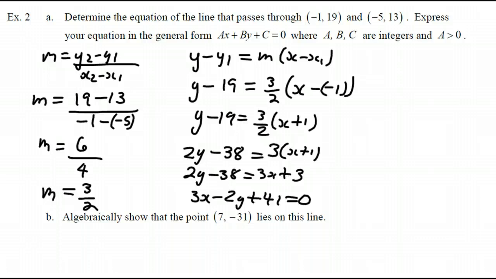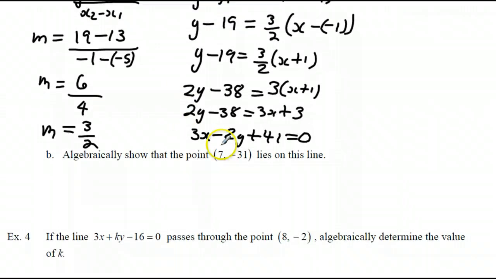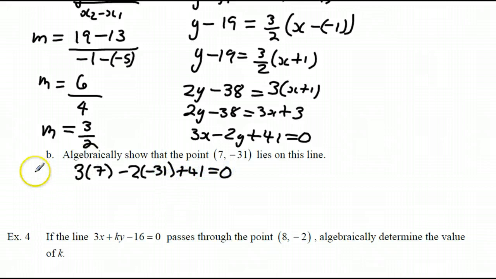Algebraically show that the point 7, negative 31 lies on this line. So here's general form. If we substitute the x and the y in, we should get a true statement. So 3x minus 2y plus 41 equals 0. And what we're doing is checking for the truth of this. So 21, this will be plus, it's a minus 2 times that is 62 plus 41 equals 0. That's not going to work unless that's a minus.